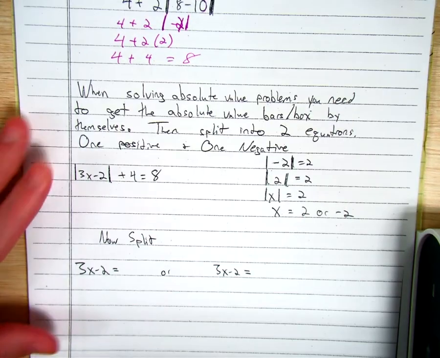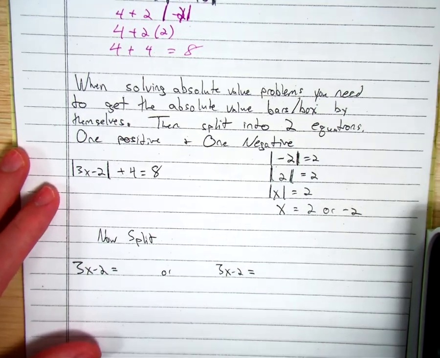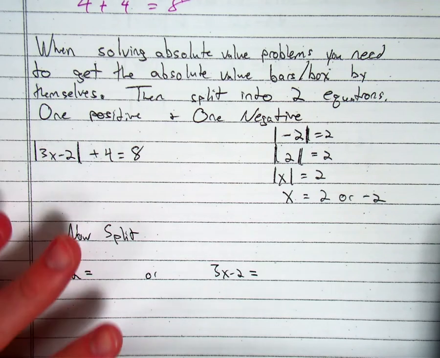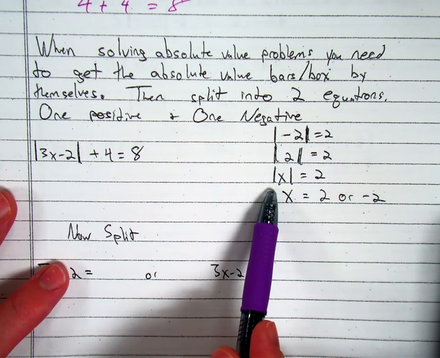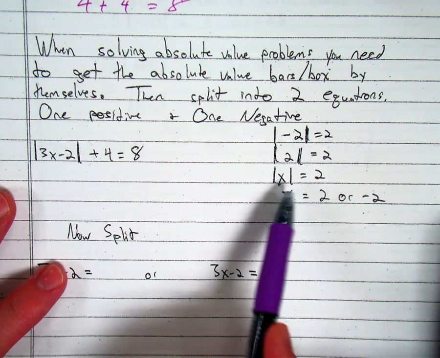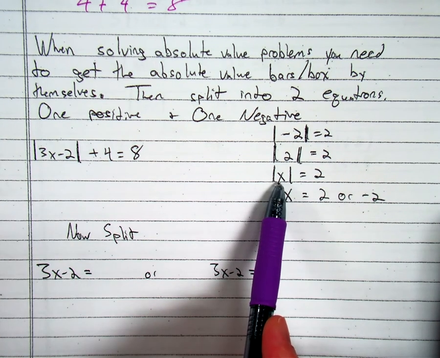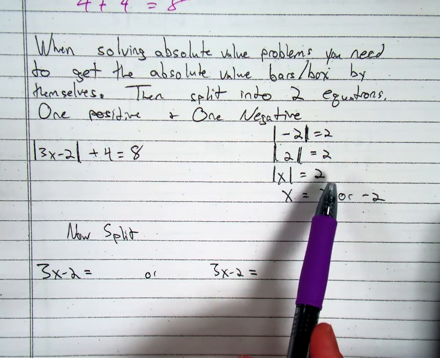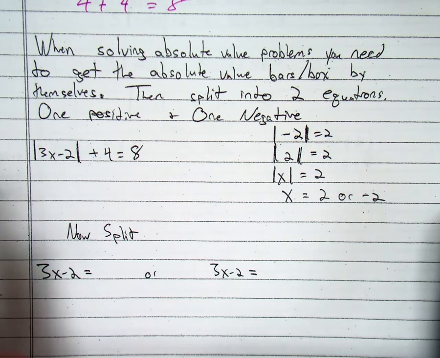When solving an absolute value problem, here's the trick. This might be new. When solving absolute value problems, you need to get the absolute value bars by themselves. That's what you isolate, and then split into two different equations, one positive and one negative. Why? What if I had the absolute value of x equals 2? Well, that x could have been two different things. It could have been negative 2, and the answer would have come out as 2. It could have been positive 2, and the answer still would have come out as 2.